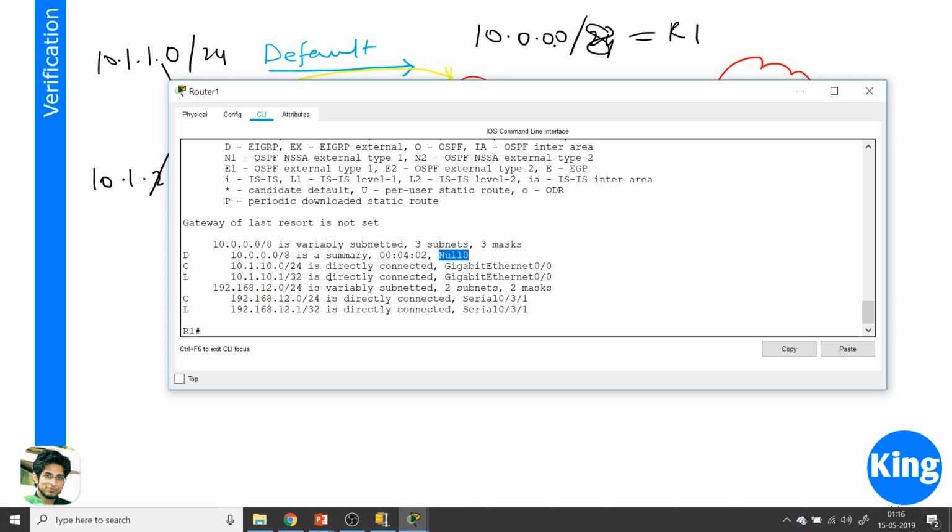Now, recently there was a black hole photo. So let's consider null 0 to be the black hole. If I'm the one who created this black hole, and there is no specific route to a certain network, that means I'm going to send all of that traffic to the junkyard, or to the black hole, which is going to kill the traffic there.